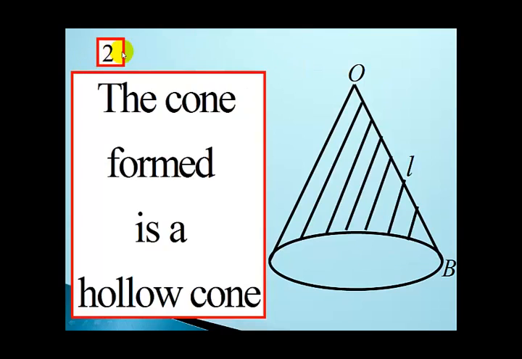Now take note that the cone formed is a hollow cone. Any cone that is formed from a sector of a circle is a hollow cone. What do you mean by a hollow cone? A hollow cone is a cone without a base, as can be shown on the diagram. So any cone that is formed from a sector of a circle is a hollow cone.